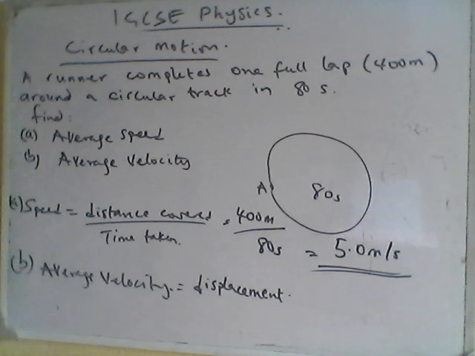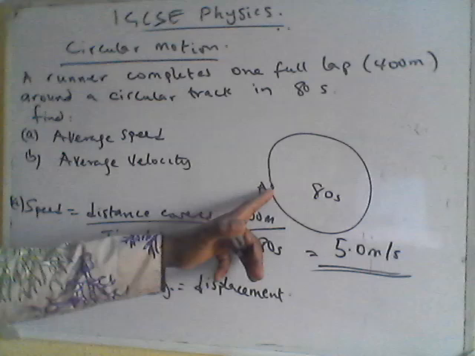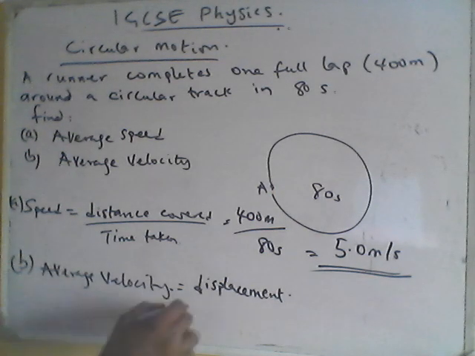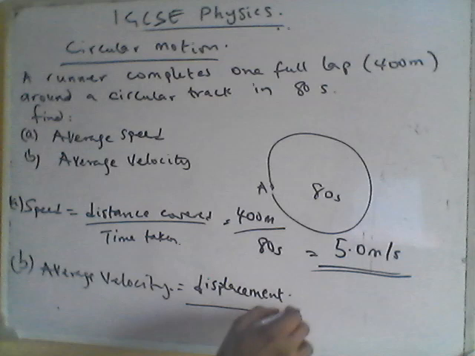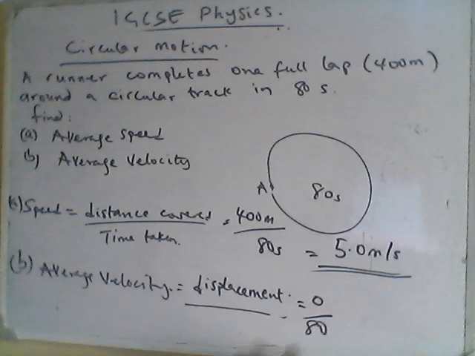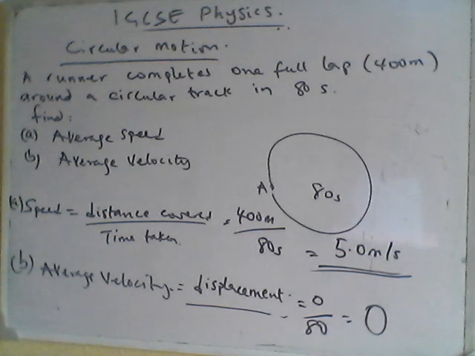For this particular situation, this guy started from here, and at the end of the motion, he ended up here. So there's no displacement. Net displacement for this one is zero. Zero over time, which is still 80 seconds. So there's no average velocity for this particular movement. Average velocity is 0 meters per second. So you see the concept.